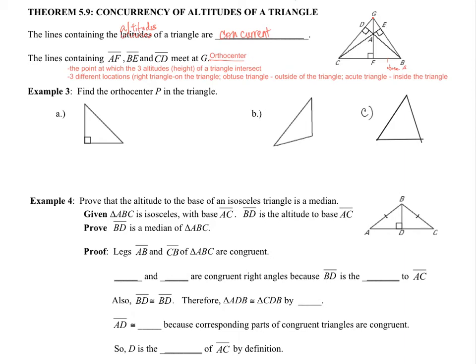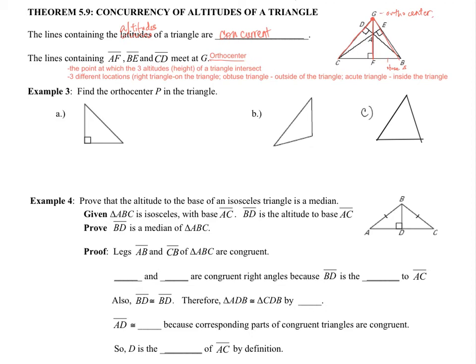Now, the lines containing AF, that's one altitude, and BE, which is another one, and CD will intersect at point G, which again is the orthocenter. This is the point at which the 3 altitudes of this triangle intersect. And just for your information, there are 3 different locations for the orthocenter.